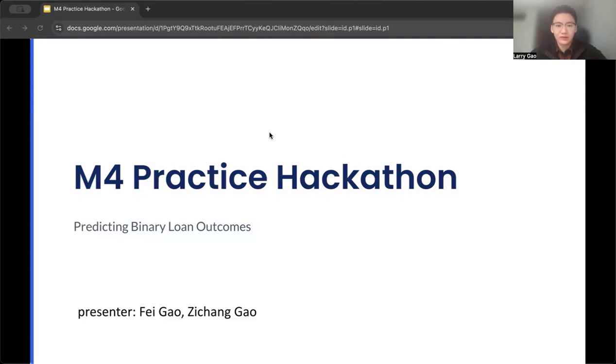Today, my partner and I will discuss the feat of our best performing classifier, designed to predict the binary loan outcomes. Our overarching objective was to maximize the F1 score on the test data, while ensuring the model is well fitted. We'll walk you through the iterations that got us to our final Kaggle submission.